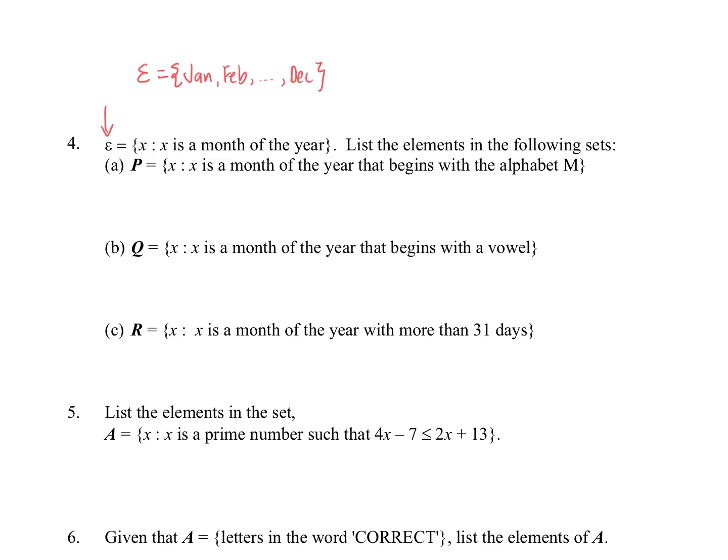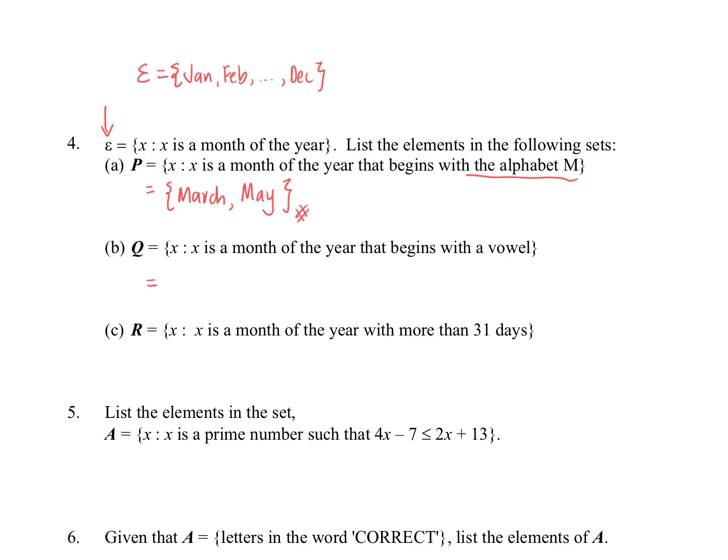Then they say, can you list down the elements in the following set such that it begins with the alphabet M? March, May, any more? May, June, July, August, September, October, November, December. Okay, don't have already. So 2 elements only. That's all.